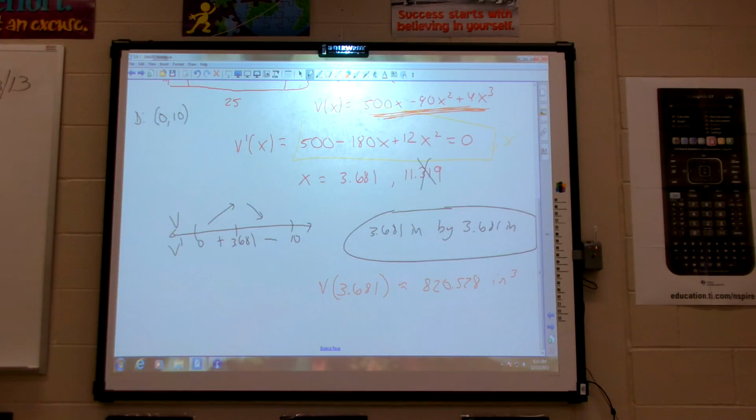Inches cubed, because it's volume, correct? And that's how we can get decoys. This one should be a little more obvious, but on the AP test in the multiple choice, they could say, what's the maximum volume you can get? A lot of people will do all this beautiful problem and answer 3.681, because that will definitely be a choice, and not actually find the volume and answer the question. Questions?